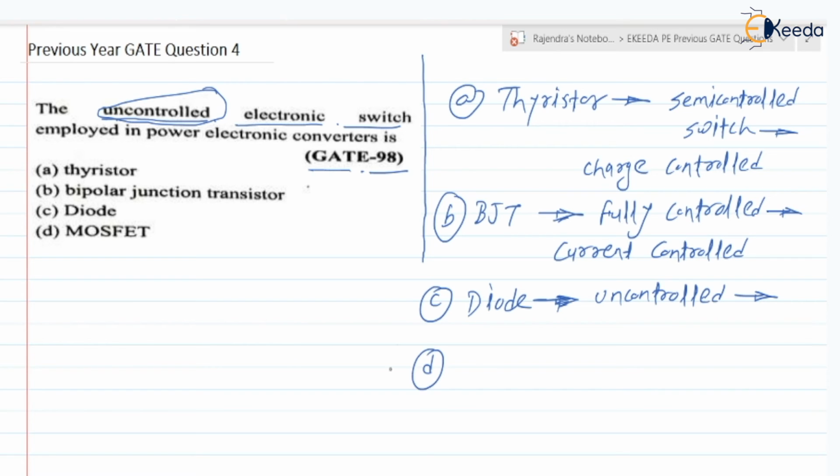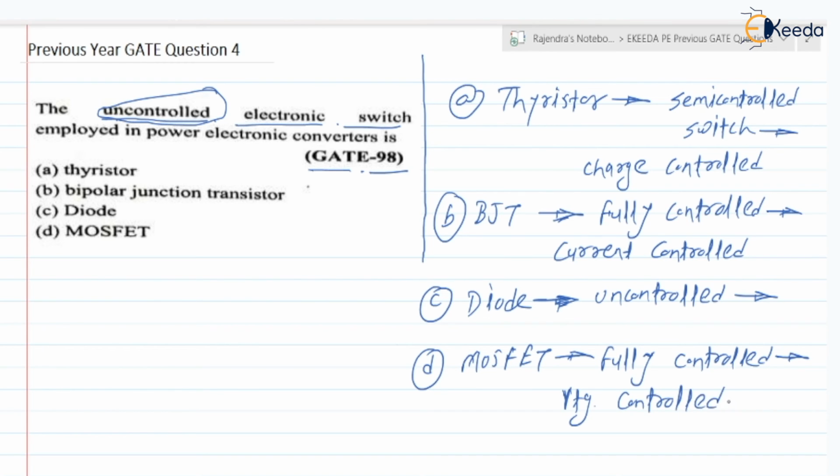Next, the fourth one is the MOSFET, metal oxide semiconductor field effect transistor. In the case of the MOSFET, it is a fully controlled switch. In the video lectures we already discussed that it is a fully controlled switch. And whether it is voltage controlled, current controlled or charge controlled, it is a voltage controlled device. MOSFET is voltage controlled, so it is fully controlled and voltage controlled.